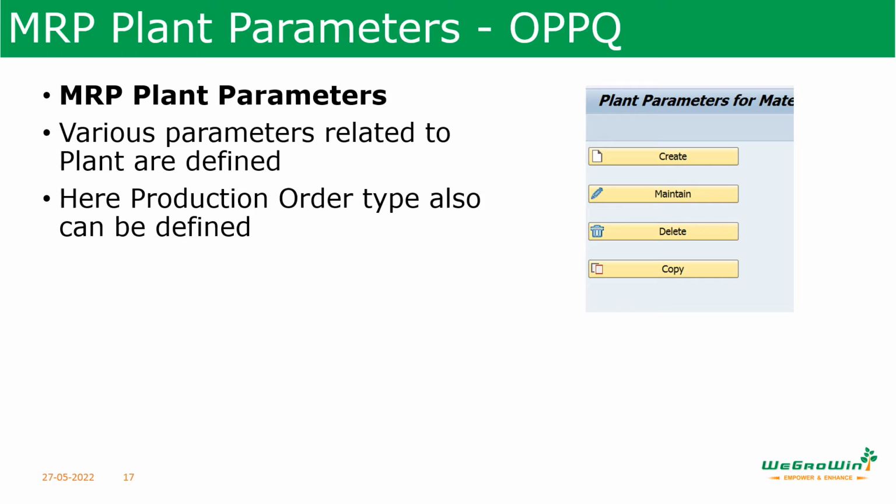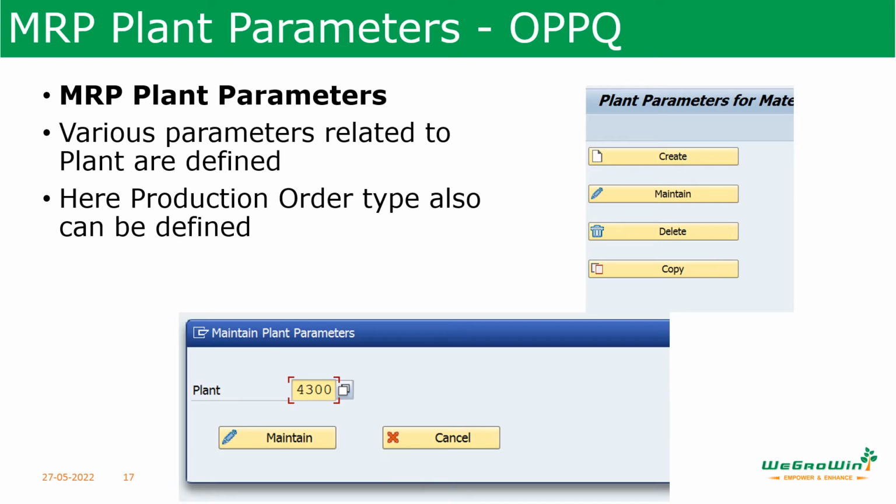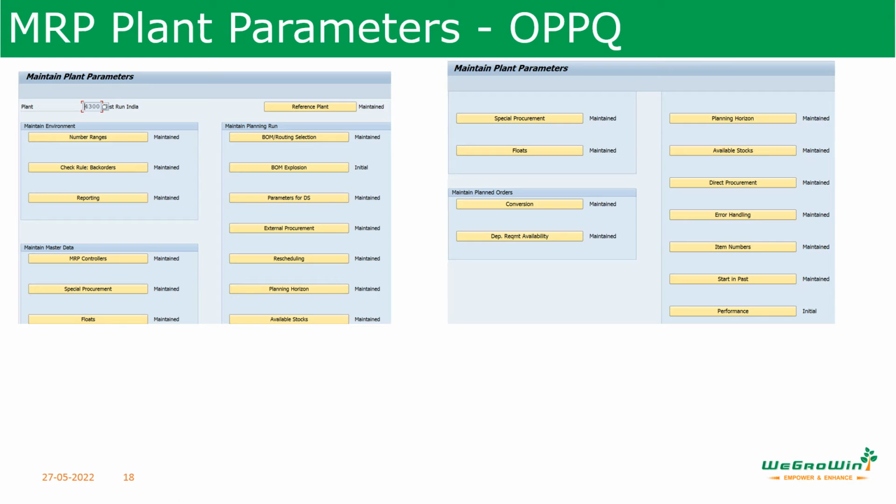Similarly, there is a configuration setting to configure all the plant parameters for material requirement planning. This is at the plant level. Earlier we discussed the MRP group level, now it is the plant level. So now we enter the plant and press maintain. We go inside. Again we see a similar screen where we see the frequency of planning, how to explode bills of material, what order type is to be used, what the planning horizon is, and the scheduling, those kinds of things.